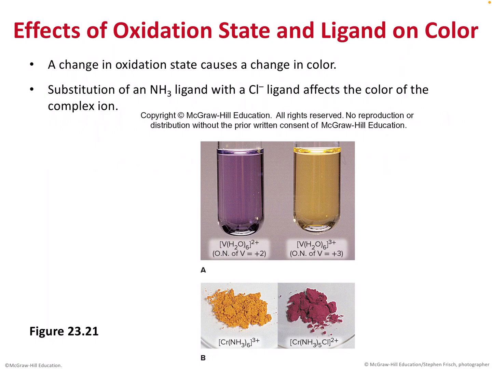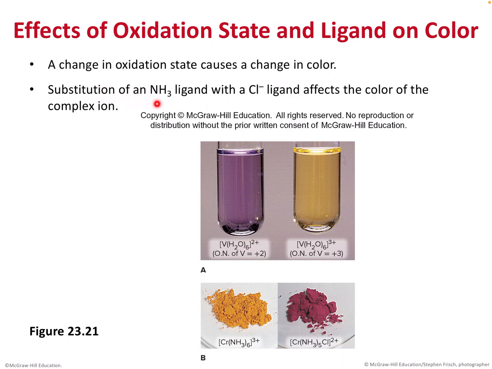Effects of oxidation state and ligand on color. A change in oxidation state causes a change in color. Both of these are vanadium compounds. Here the vanadium oxidation number is +2, and here the vanadium oxidation number is +3. So when the oxidation number changes, the color changes. And these are two chromium complexes: chromium oxidation number 3 and chromium oxidation number 2. The 3 is yellow in color, and the 2 is kind of maroon. A change in oxidation state causes a change in color.